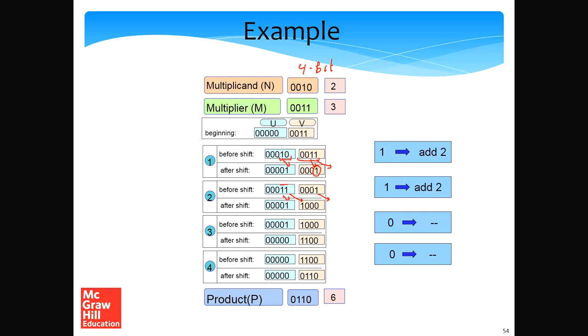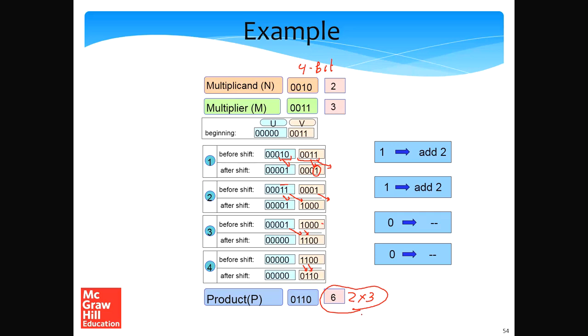The rest of the bits of the multiplier are 0 0, so nothing will happen before the shift, but after the shift the bits will each move by one position, and then the same happens in the fourth iteration where the bits move by one more position. So at the end of 4 iterations, because it's a 4-bit number system, the computation is done. The product P is 0 1 1 0, which is 6. 2 times 3 is 6. So this is exactly what we would expect.